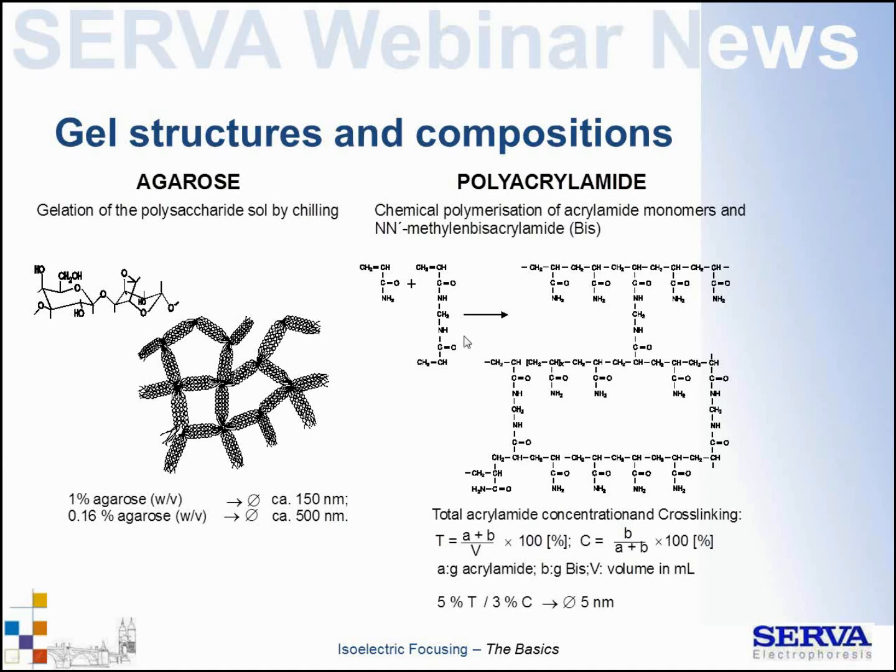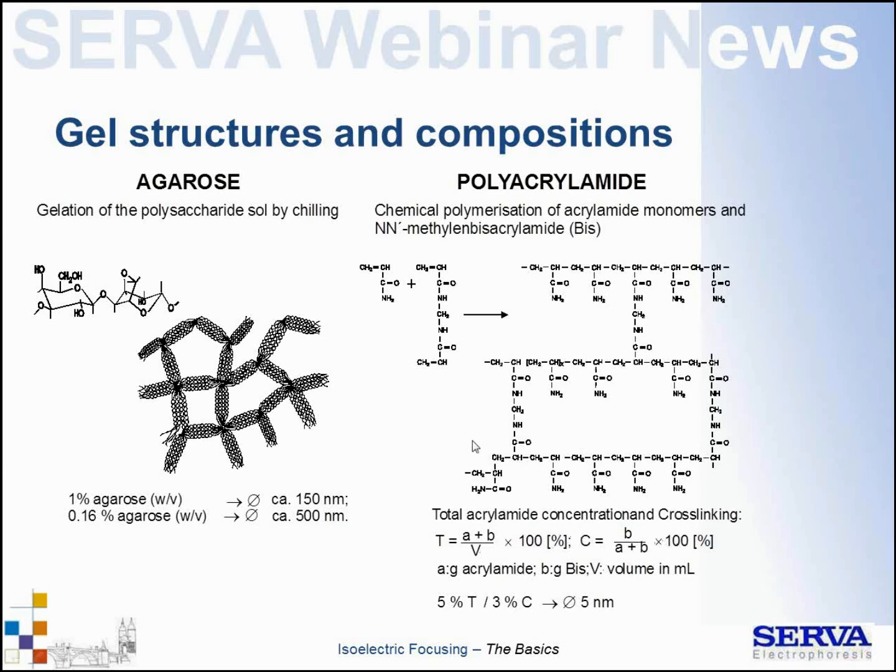So here you have to make a chemical polymerization out of acrylamide and methylene bisacrylamide as a cross-linker. You start this polymerization with TEMED and ammonium persulfate, and then you get a three-dimensional network, with a defined total acrylamide concentration, usually 5% T, and a defined cross-linking factor of 3. This is the relative amount of cross-linker to the total acrylamide and cross-linker amount.